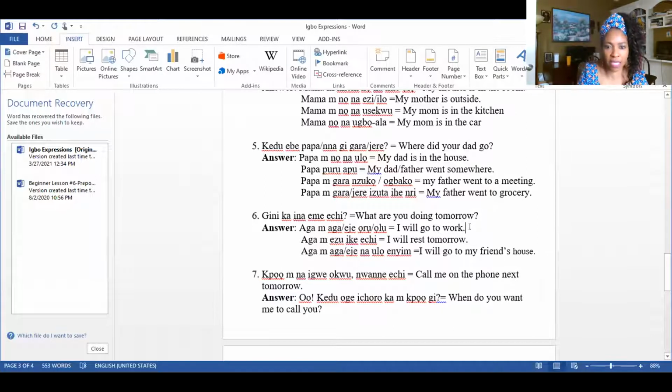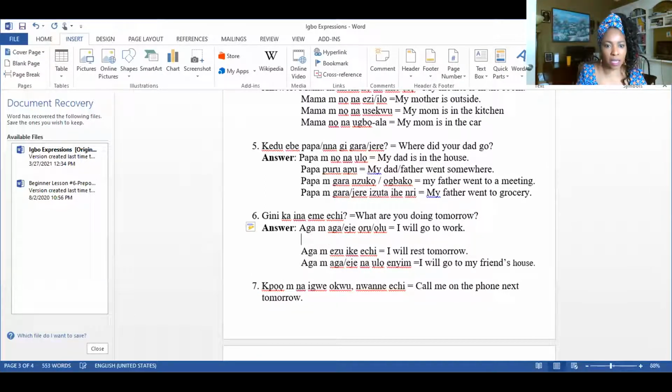When you want to say agam alu oru echi, it means I will work tomorrow. That's what it is. Agam alu. Some people say agam alu.